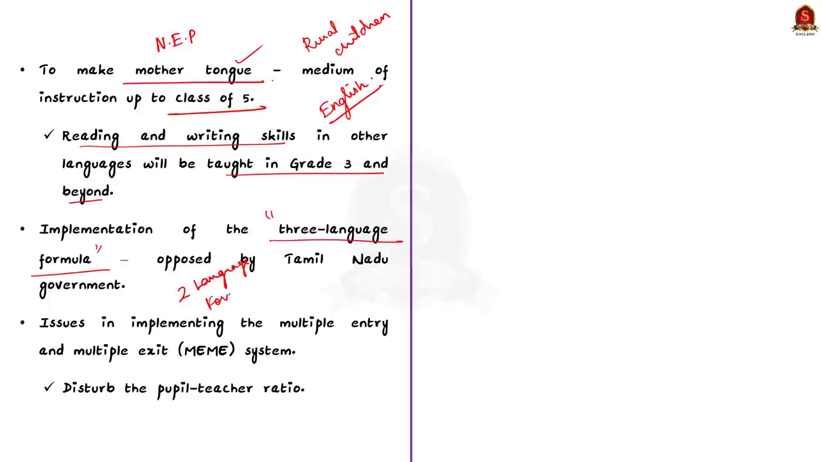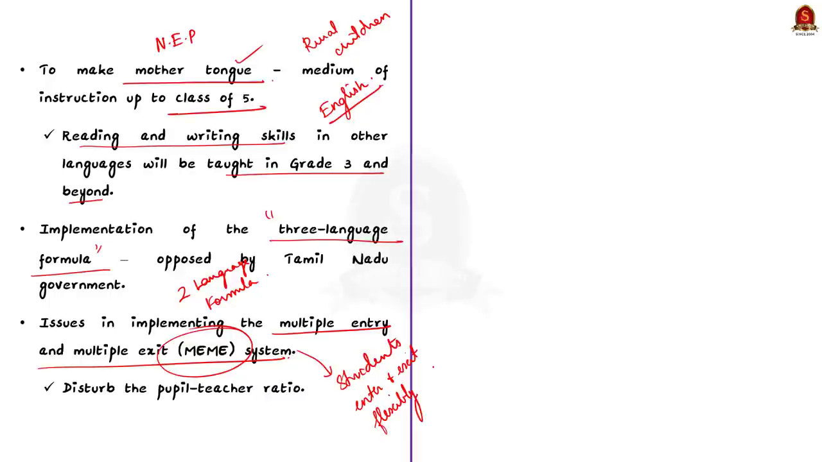Next, Indian institutions will face several issues in implementing the multiple entry and multiple exit system, the MEME system. Here, the MEME system is an educational approach that allows students in higher education to enter and exit their academic programs at various points. So this might look like a flexible system which is efficient in Western universities, but it might not work well in countries like India. It would be very difficult for colleges to predict how many students would enter and exit, so it will disturb the pupil to teacher ratio.